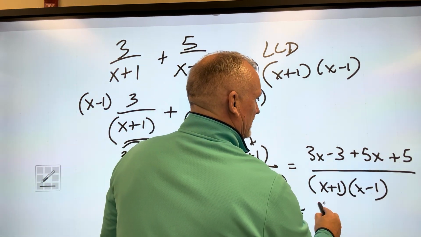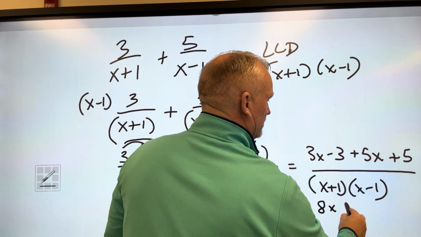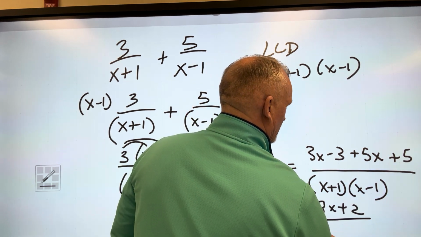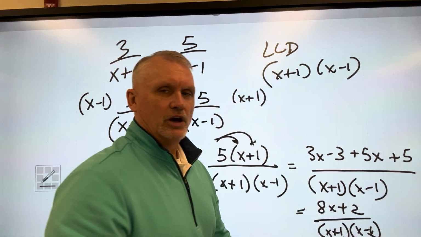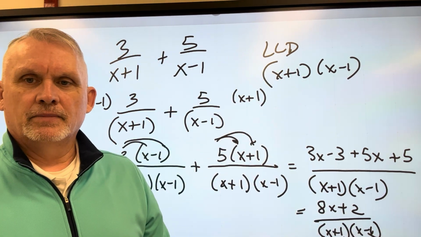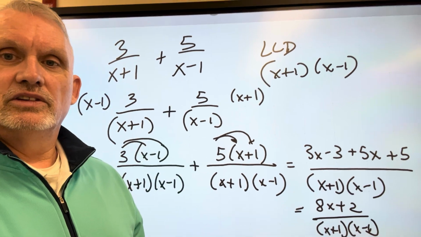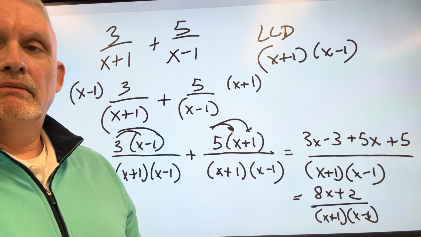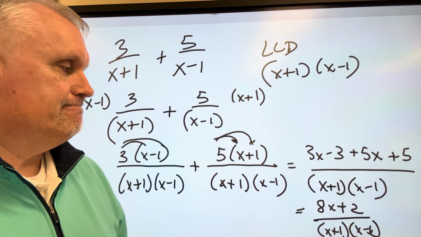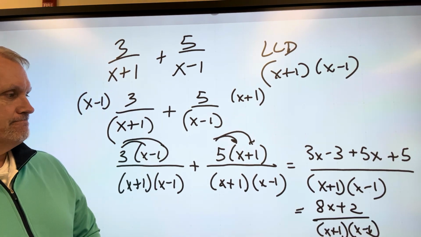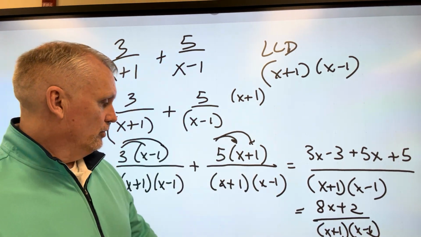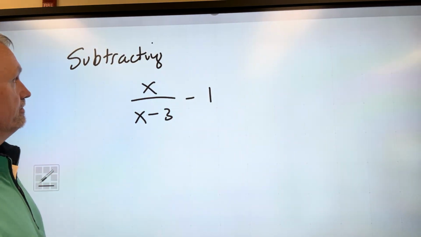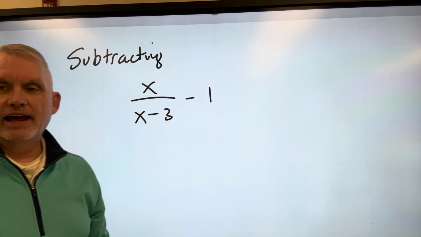So 3x and 5x is 8x, minus 3 plus 5 is 2, over x plus 1, x minus 1. Keep those things in parentheses, and just in case you can't see it, there you go. Okay? That's an x minus 1, by the way. Poor writing. Okay. Subtracting. What if I have something like this?